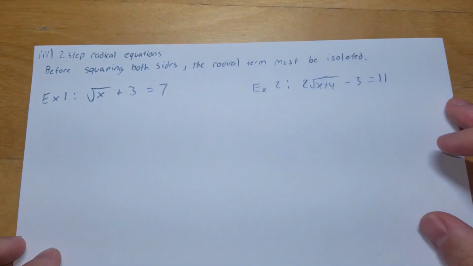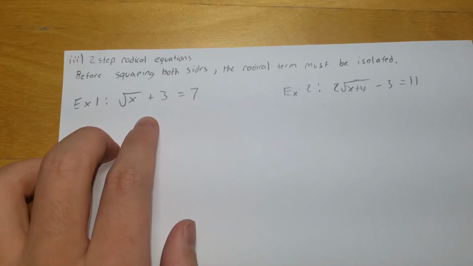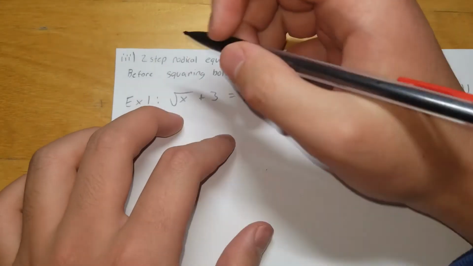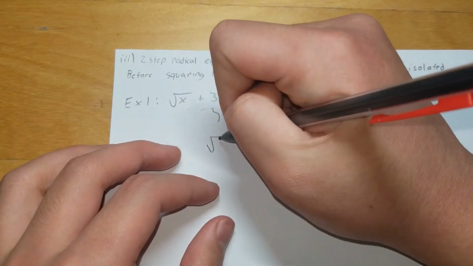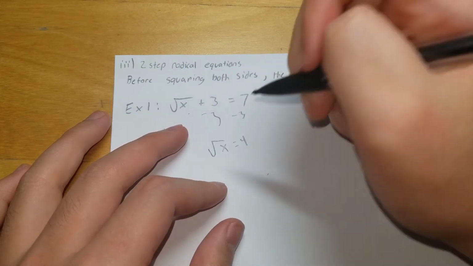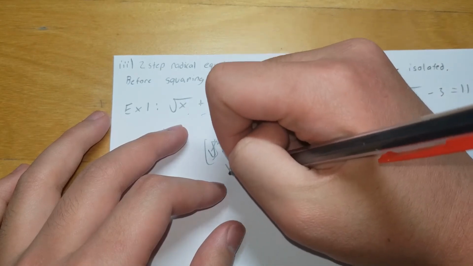Moving on, we have two-step radical equations. Before squaring both sides, the radical term must be isolated. It's basically the same thing as what we went over a little bit earlier, but instead of the radical being already isolated, you need to isolate it yourself. So let's say radical x plus 3 equals 7. Minus 3 on both sides. Radical x equals 4. And so you square it, get rid of the radical, then you square this side. So x equals 16.